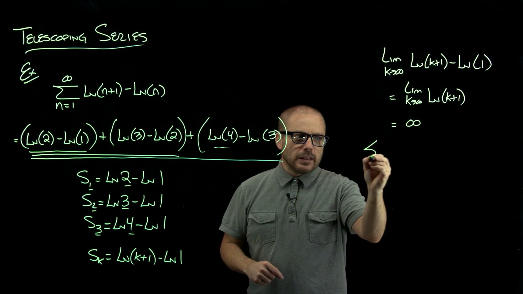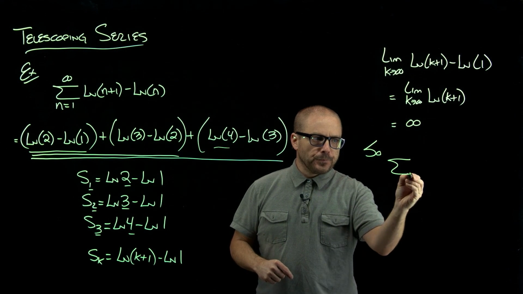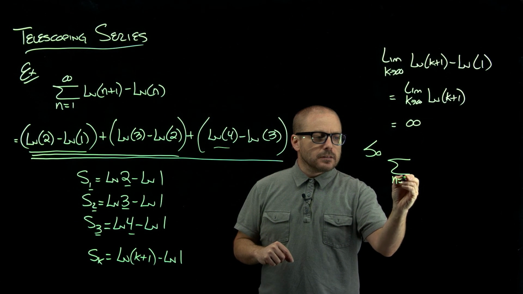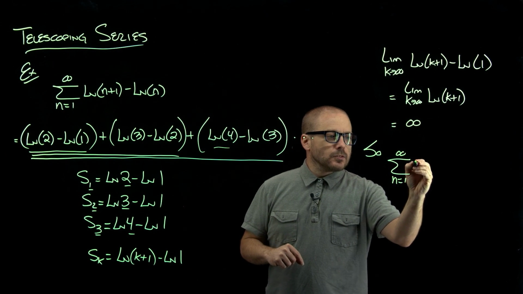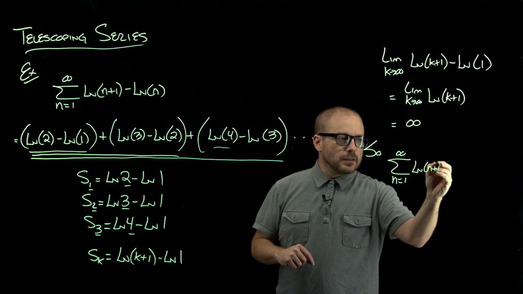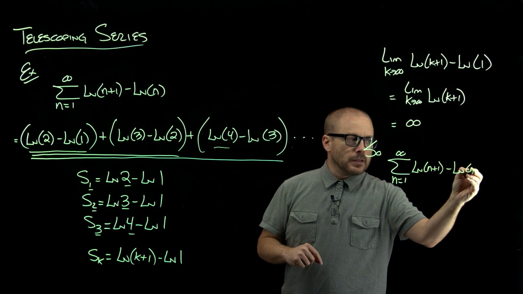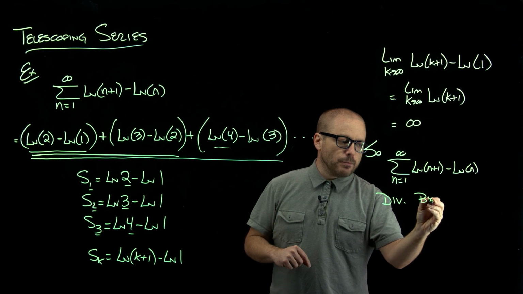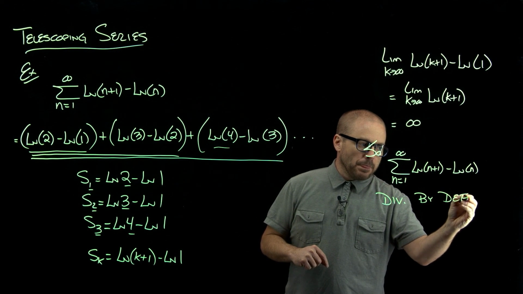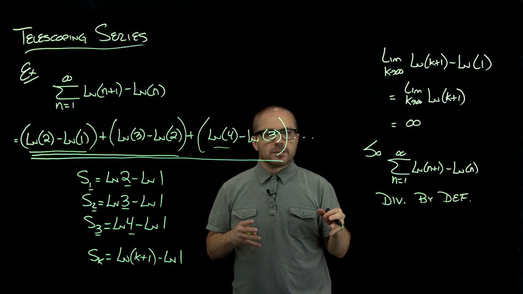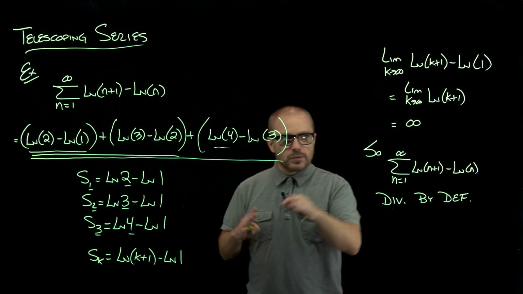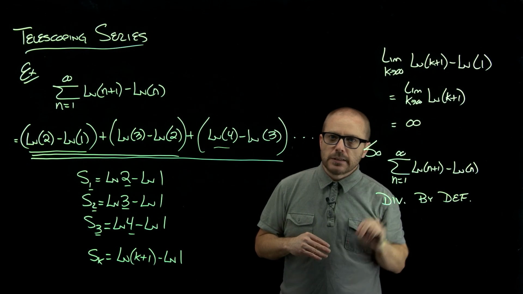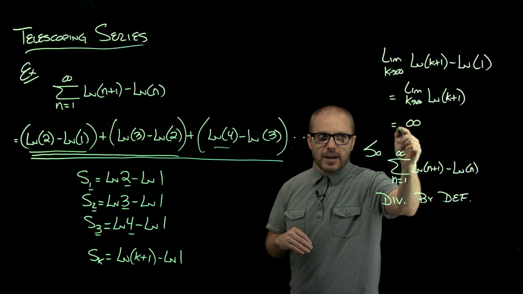And so all we'll say then is, the series natural log of n plus 1 minus natural log of n diverges, and it's not by any theorem or anything, that's by the definition, right? That's what we defined divergence to mean. Take the limit of the partial sums, and if that limit doesn't exist, and this is a type of not existing, right?